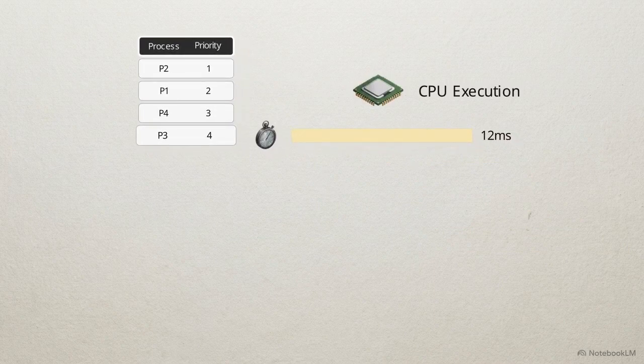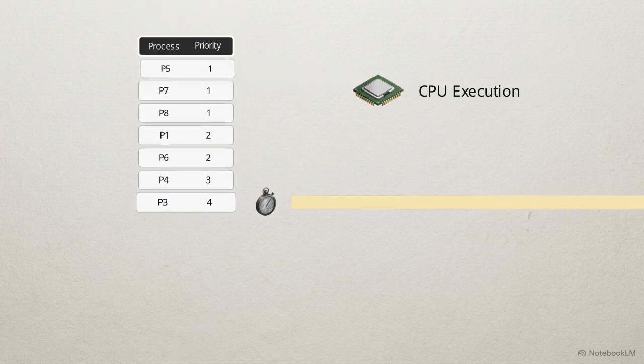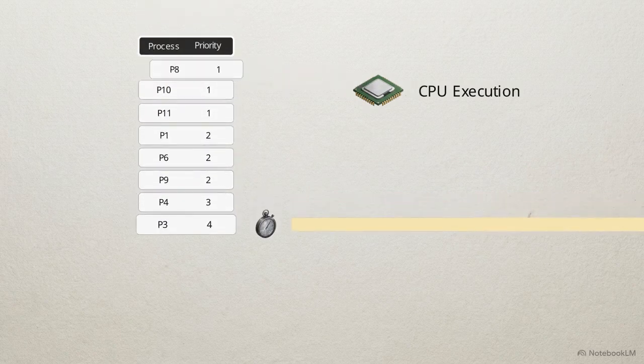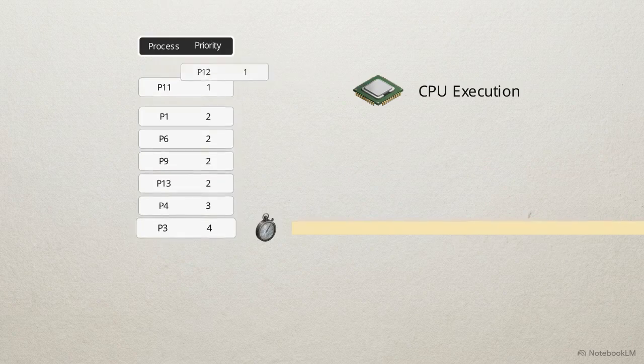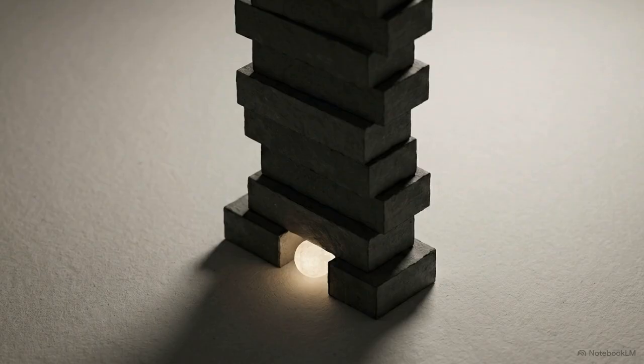Extrapolate that latency into a live environment. If an endless stream of Priority 1 and Priority 2 tasks continuously arrive in the queue, Process 3 will continually be bypassed. This architectural failure is called starvation. It occurs when low-priority processes are indefinitely blocked from the CPU by a constant influx of superior tasks.